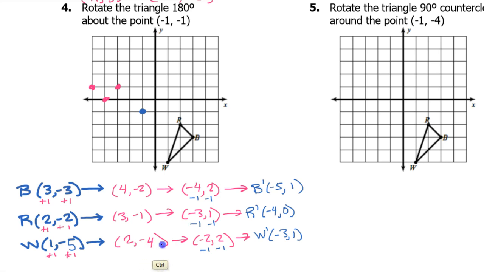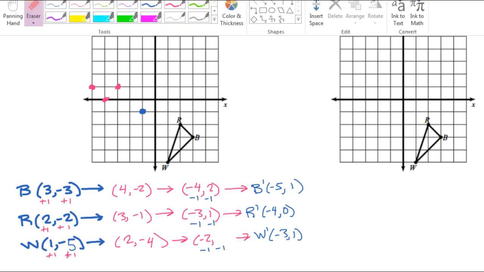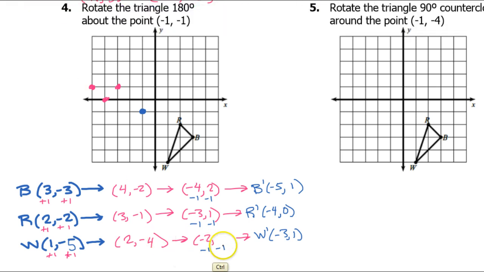So that's a -4. So then when we change the signs, this will be a -2, and then this will be a +4. And then when I subtract 1 from everything, I'm going to get -3, comma +3.